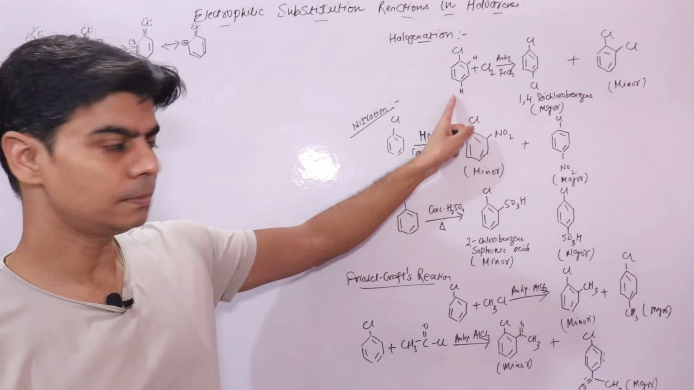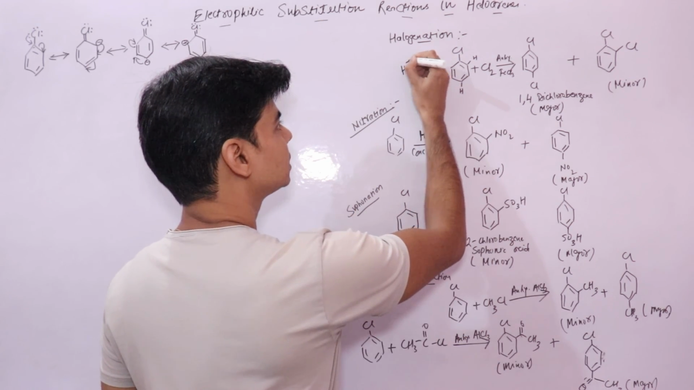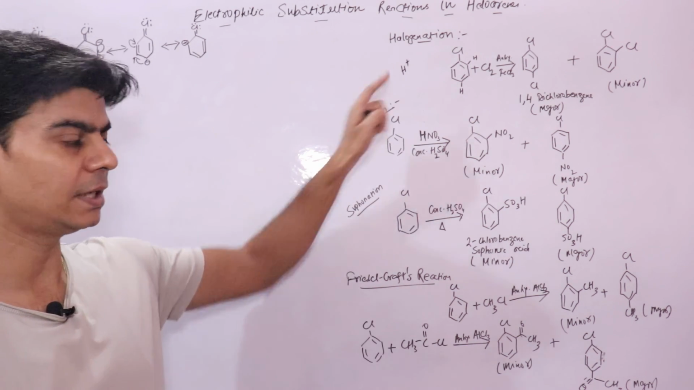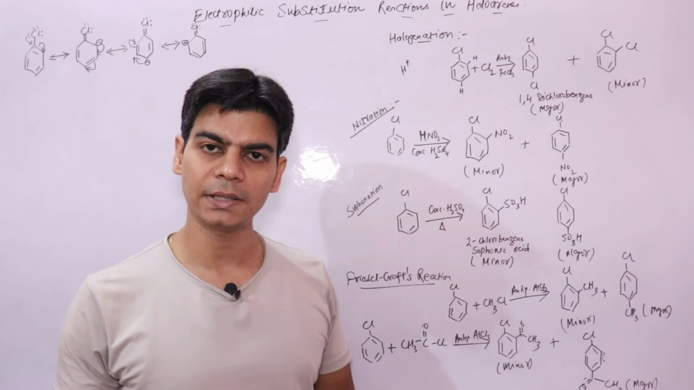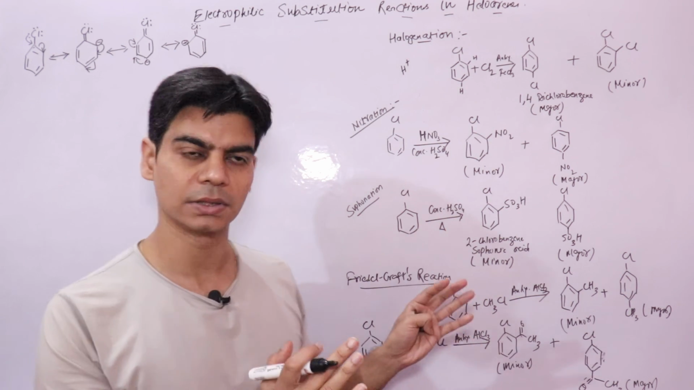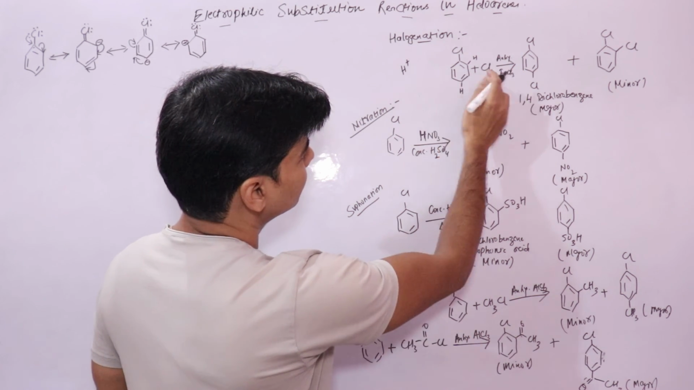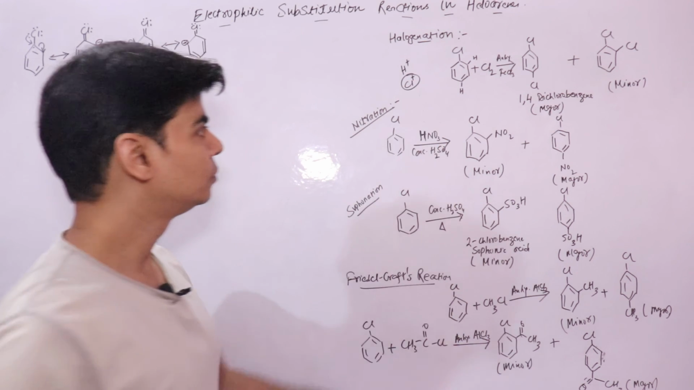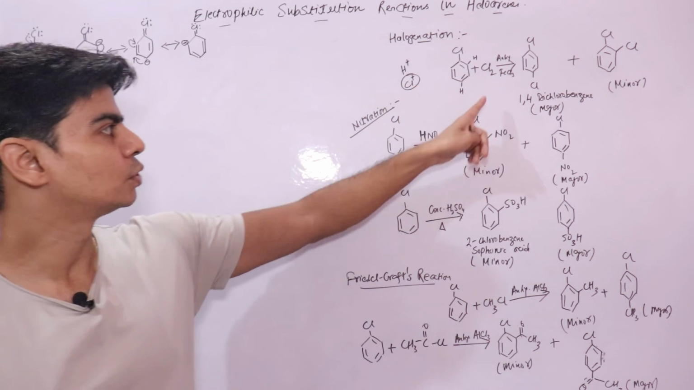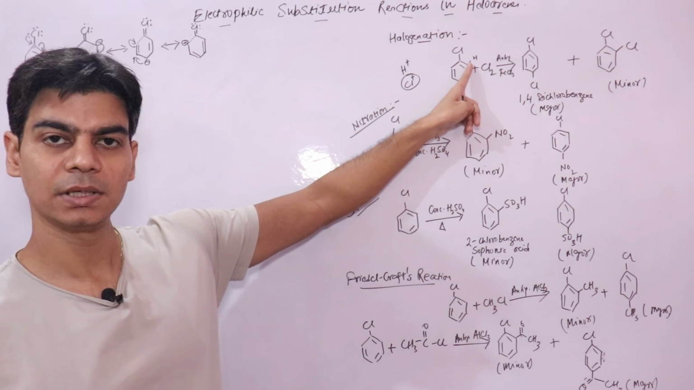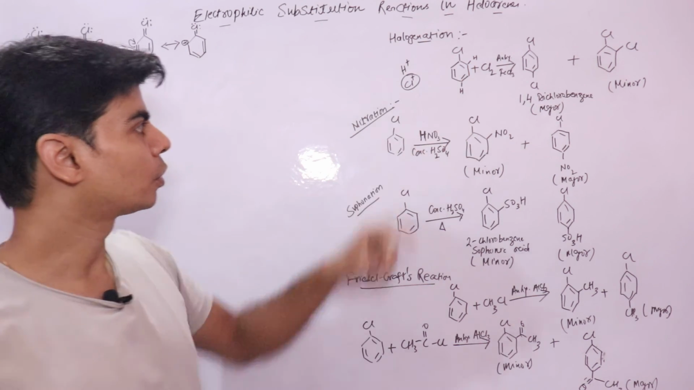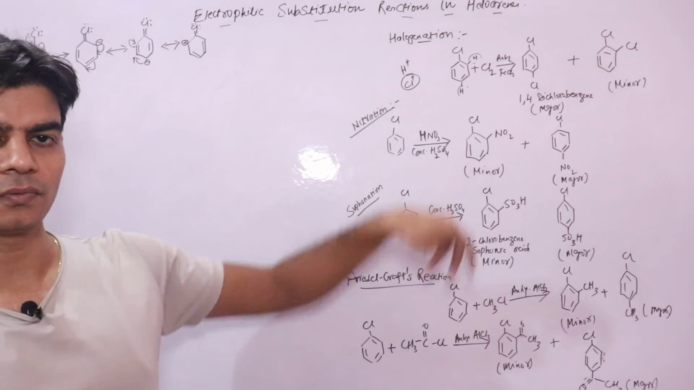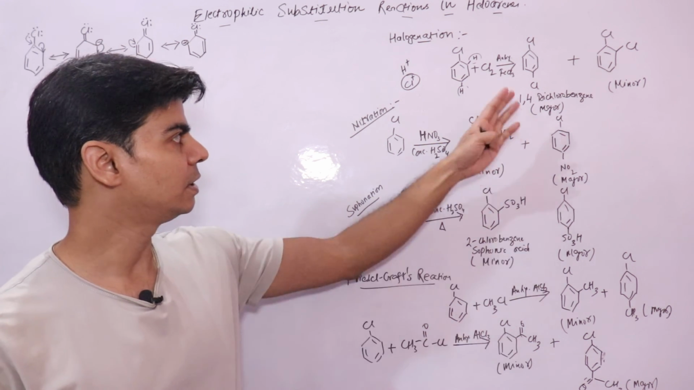So here hydrogen, we know, is released as a proton, and a proton is an electrophile. This is electron loving. It attacks at those sites that are electron rich. So in this reaction you have chloronium ion, which is a stronger electrophile. So this stronger electrophile will replace the weaker electrophile, the proton, from this position and this position. These are electrophilic substitution reactions.